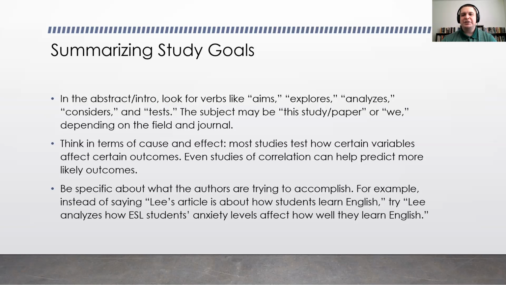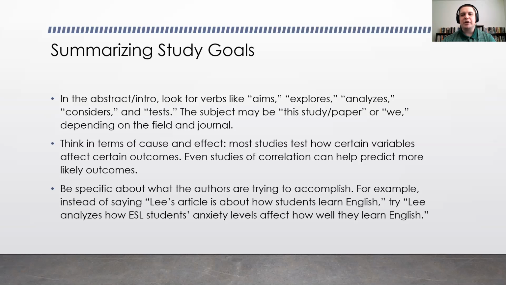And so you want to see, how does this treat the specific variables involved? So in this case, Lee analyzes how ESL students' anxiety levels, getting to that specific variable, the potential cause, affect how well they learn English. And this is a correlation study, as well as most of the research you'll get to. If the author has done a good job on the paper, this goal will be set out very clearly, either in the abstract or the introduction, or sometimes both.